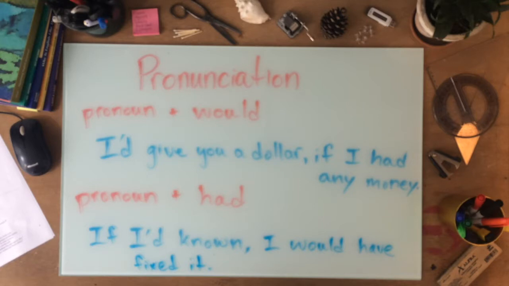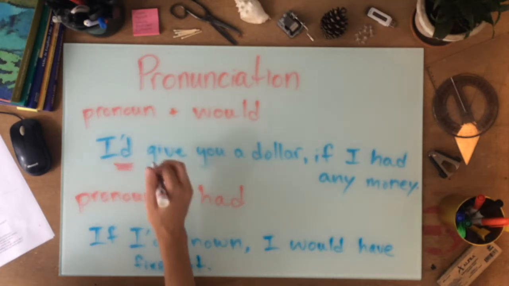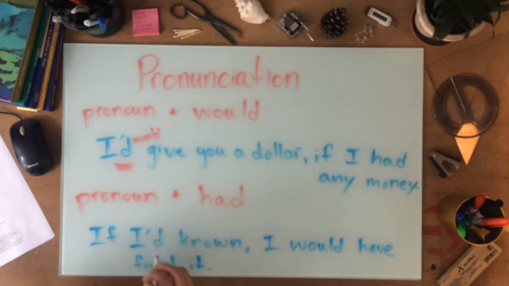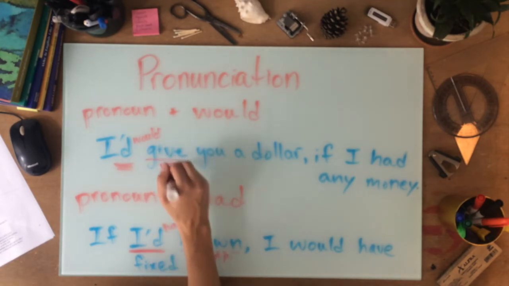For example, I'd give you $1 if I had any money. Here we know that this is I would because it is followed by the verb base. If I'd known, I would have fixed it. Here, I'd is I had because it is followed by the past participle.